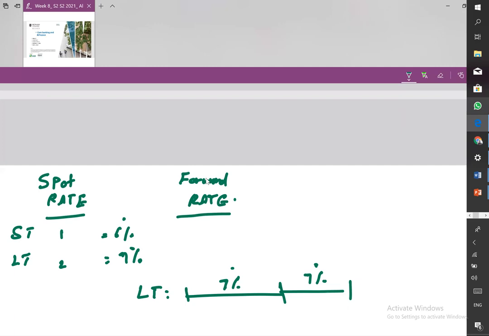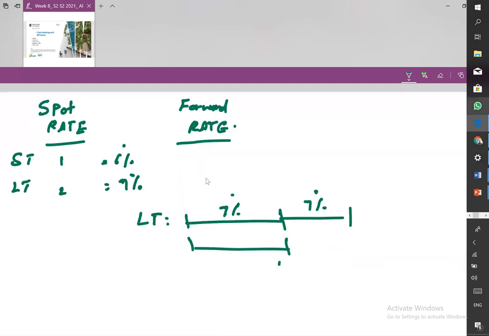The problem is, if you are interested to invest only for 1 year, short term, and liquidate here, and invest for the 2nd year. This I know, which is now the 6%, this I don't know. So I want to know this. So actually, how can I know it?